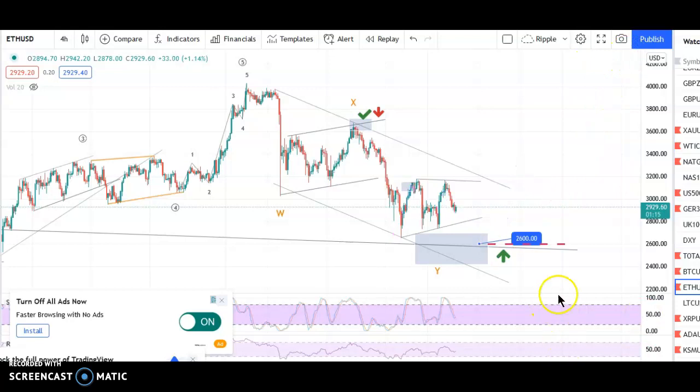So what am I going to do? Okay, 2,600 on Ethereum. It might even be lower than that. I think this is my initial target when I went from there to there.